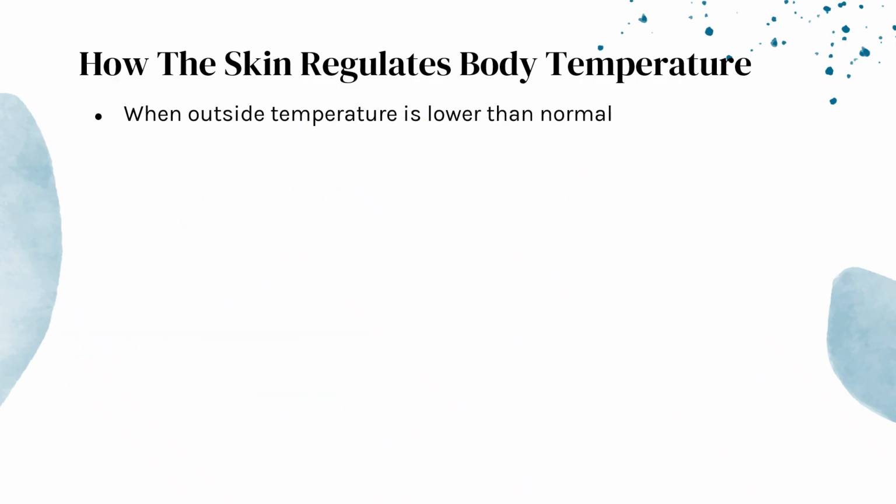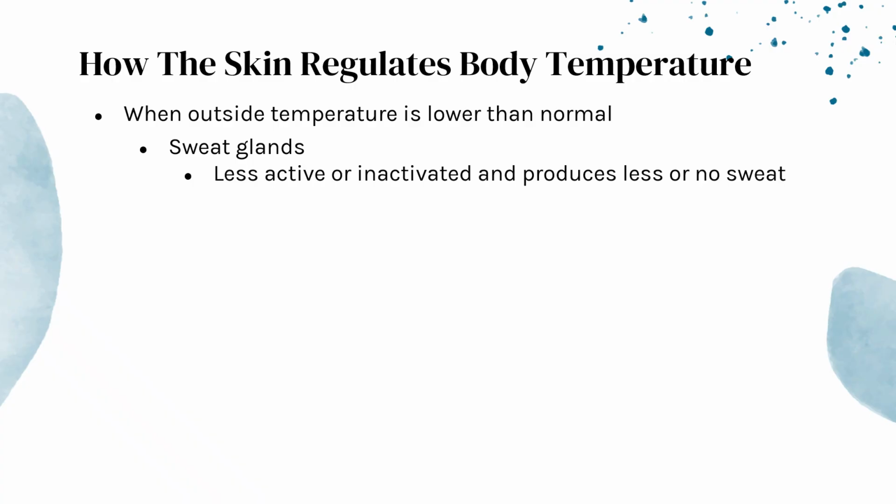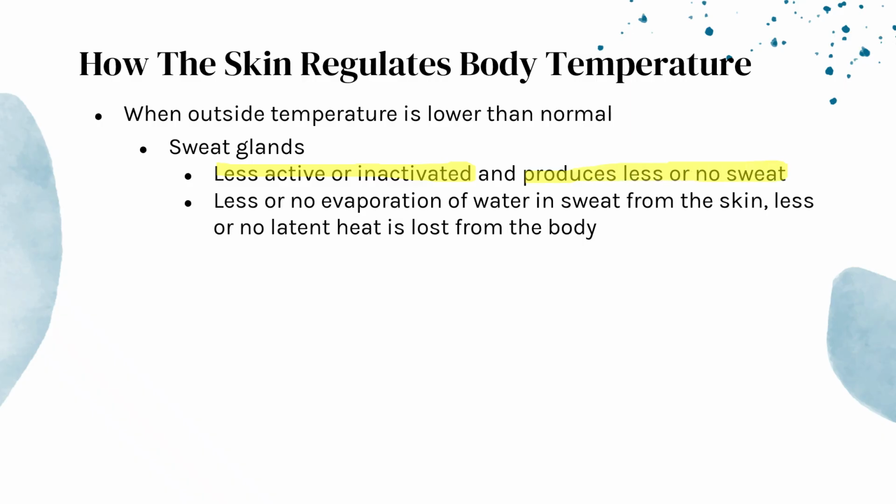Now, in terms of writing, again, we talk about the sweat glands and the skin arterioles. The sweat glands, because it is colder, will be less active or switched off. Because of this, they will no longer produce sweat or will produce less sweat than normal. If there is less sweat on the skin, there will be less evaporation of water, and so no latent heat is lost. Imagine you are very cold and perspiring, and then there's a wind blowing, you will feel even colder.